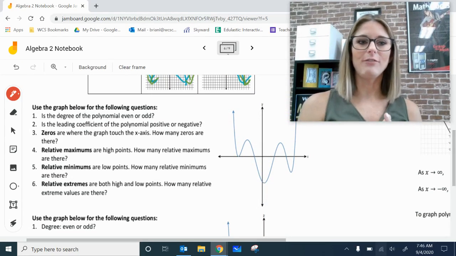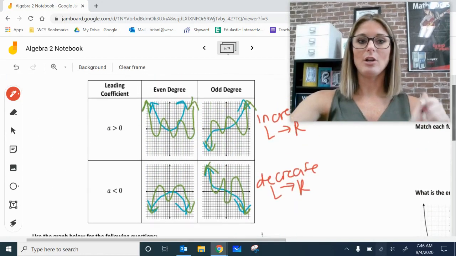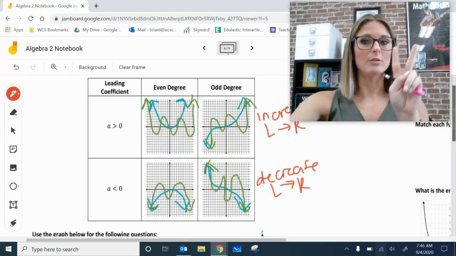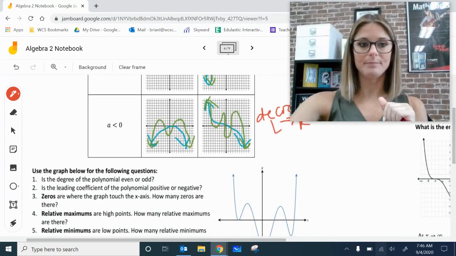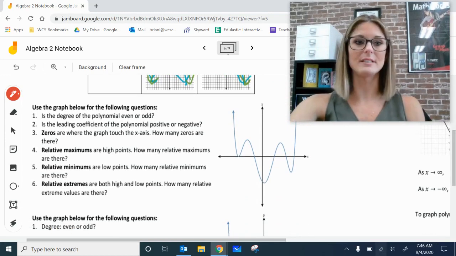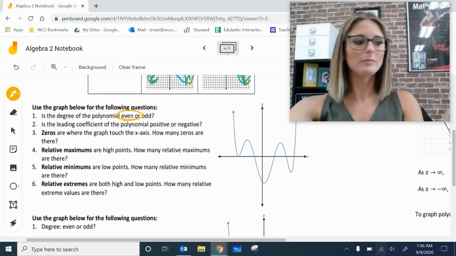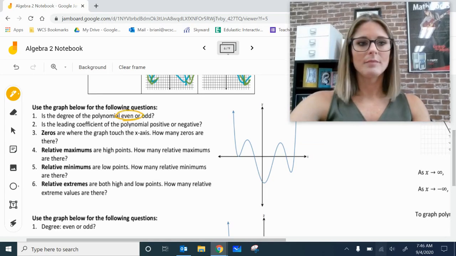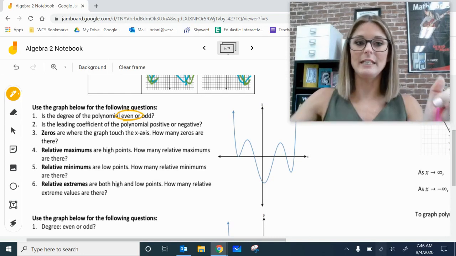Use the graph below for the following questions. Is the degree of the polynomial even or odd? So go back up to that table. So we're talking about the degree. So are both arrows the same way? Same is even. Opposite ways is odd. So our first example here, both arrows are pointing up. This is an even polynomial. Is the leading coefficient of the polynomial positive or negative? Since both arrows are up, I know the leading coefficient is positive.